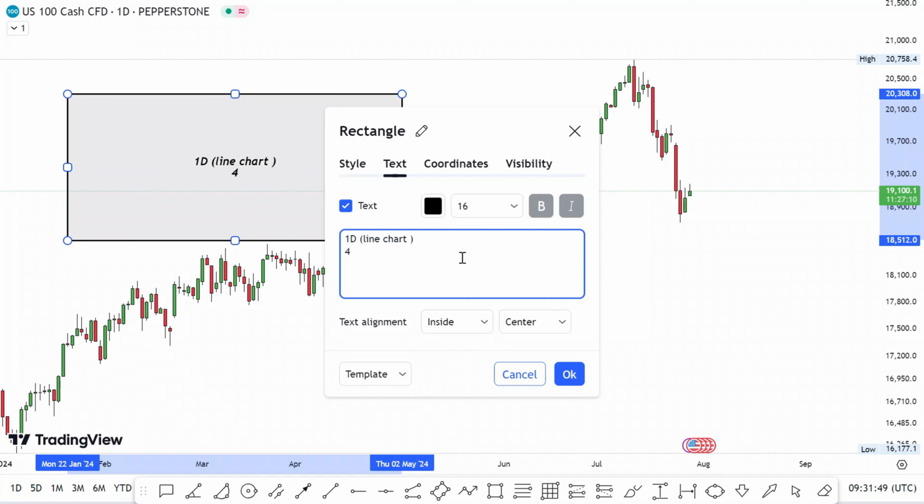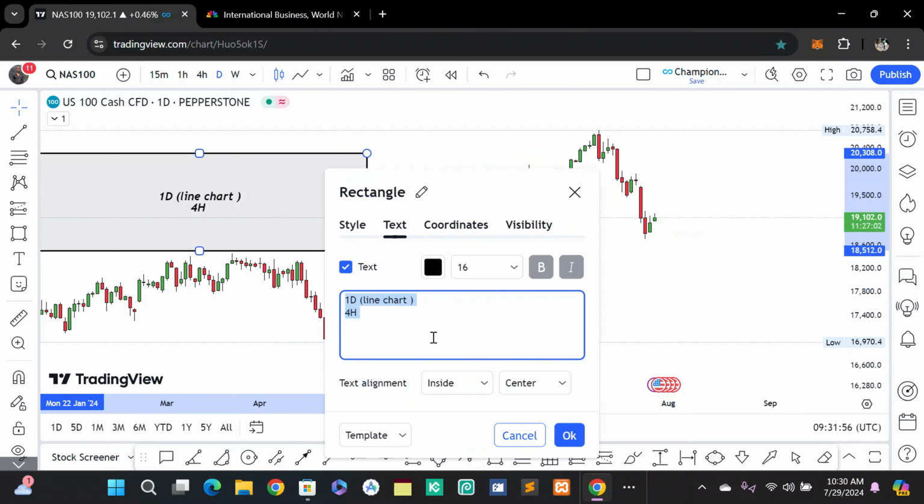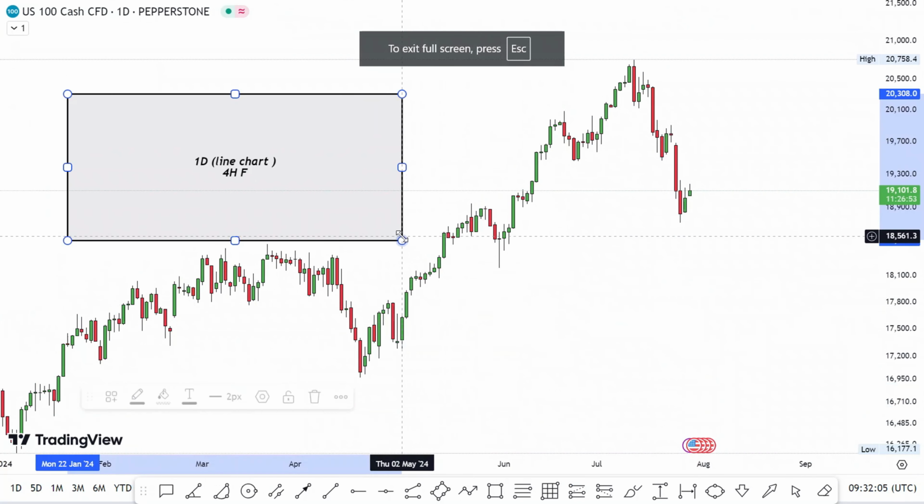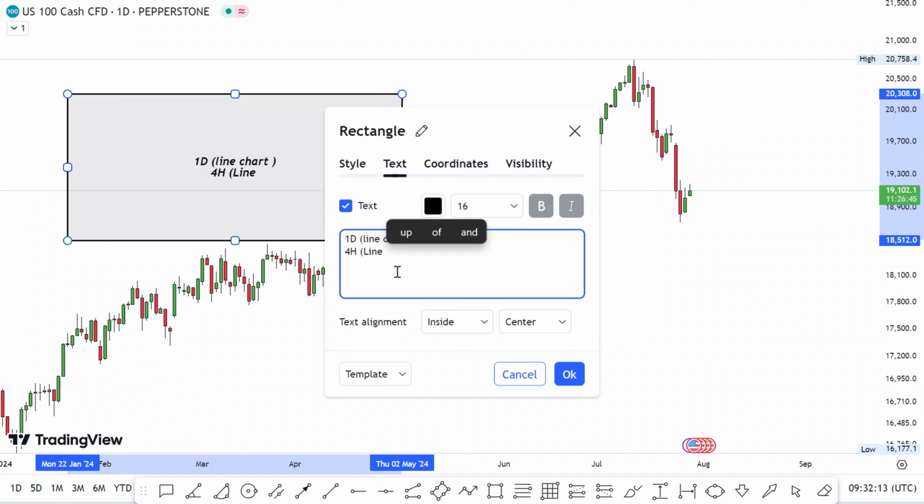Then after that, I'll go to the 4-hour time frame. In the 4-hour time frame, I will also use the line chart.